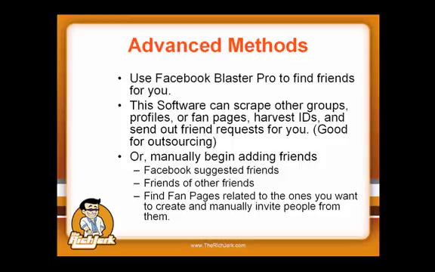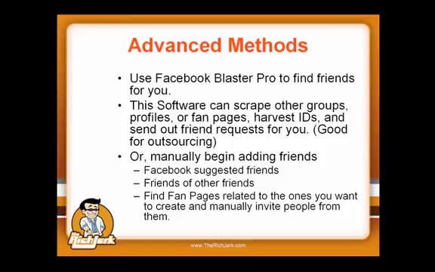All right, so let's talk about advanced methods now. The first advanced method is to use Facebook Blaster Pro to find friends for you. Basically, what this software does is it goes out and scrapes other Facebook groups, profiles, or fan pages, harvests the profile IDs of all the people who are fans or friends of that page, and then it can send out friend requests for you. So this is really good for outsourcing the friend adding portion of the Facebook system.